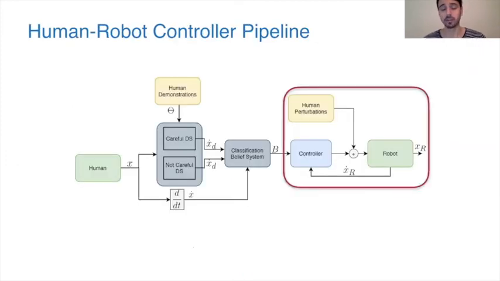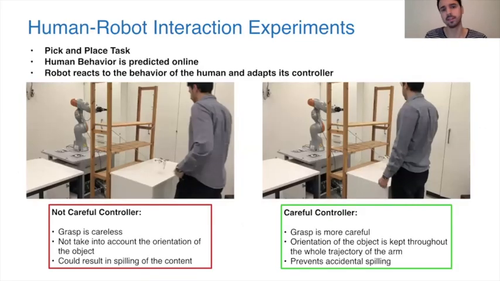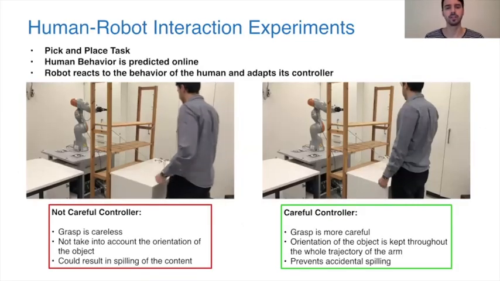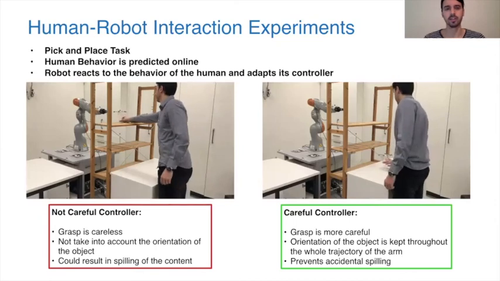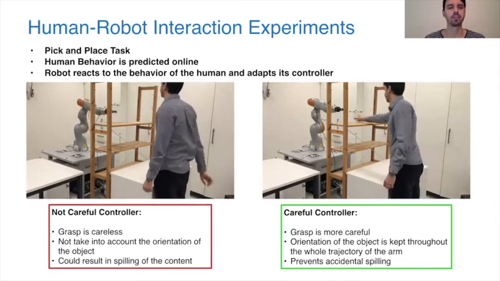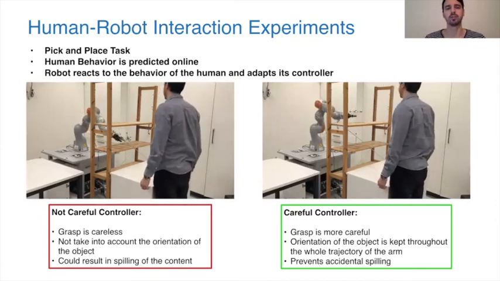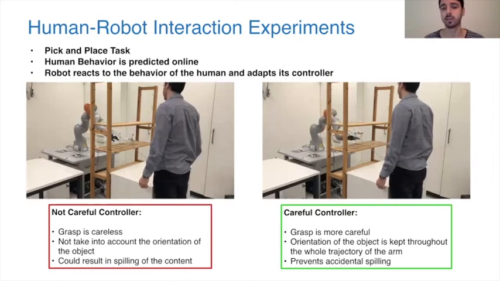And so we can then run our human-robot pipeline. In the application we use, when the human performs a not careful motion, the controller is adapted to not care about the orientation. But in the case on the right, when the human is careful, the controller is slower grasping the object, and it takes into account the orientation to prevent it from spilling.